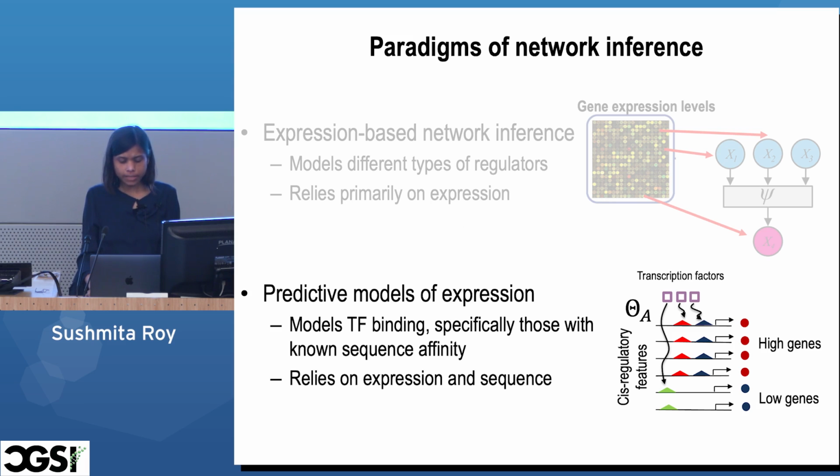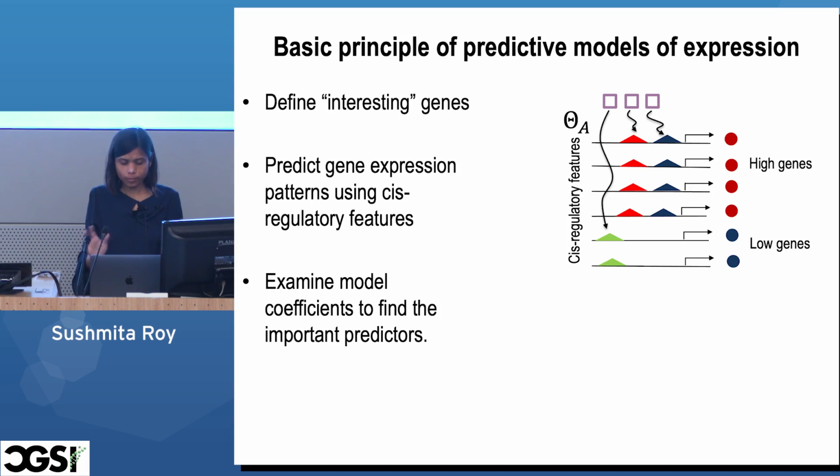Okay, so now is the other class of methods, which are based on, for the lack of a better term, I call them predictive models of gene expression. But these methods are trying to predict gene expression based on other features, but their goal is not to actually predict gene expression. The goal is to actually try to find what explains gene expression, what are the key regulators. And so here's an overall very basic schematic of these approaches.